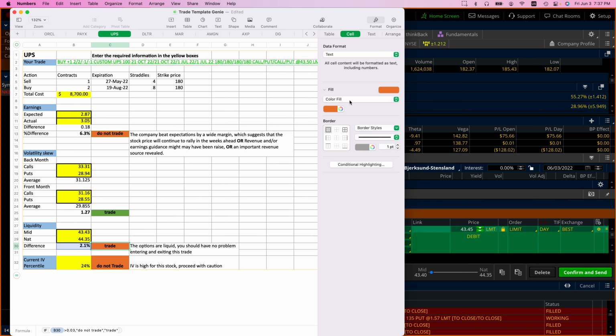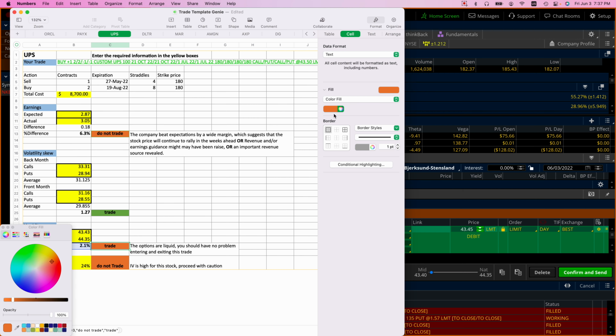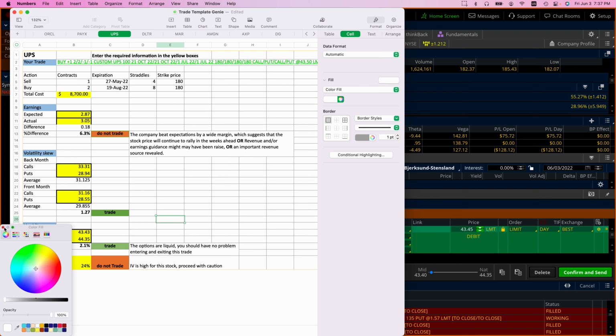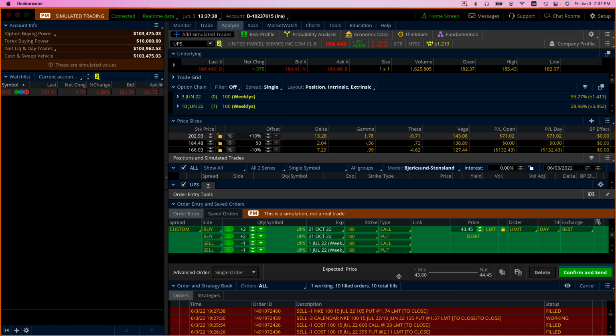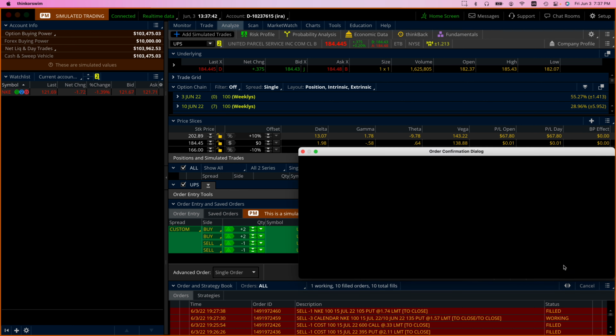Okay, color fill, green. There. And of course, the current IV percentile is a little higher, but with those two filled, I say let's go for it. If you're motivated, it says do not trade, but it's still pretty good, 6.3. So I would say it's 2 out of 3, and I'm motivated, so I enter it. Okay, so confirm and send.